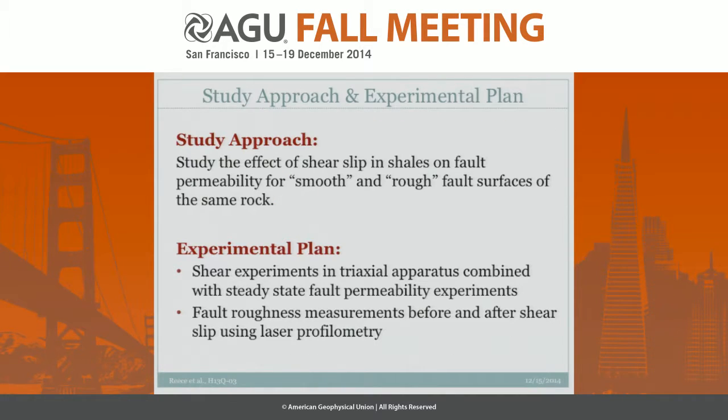So our approach here is that we study the effect of shear slip in shales, in intact shale rocks, on the permeability for smooth and rough surfaces. And I will come back to that later, what I mean by that. And we are going to do that by performing shear experiments combined with permeability experiments in a triaxial apparatus. And then we will measure some fault roughness measurements before and after shear in order to compare those topographies.